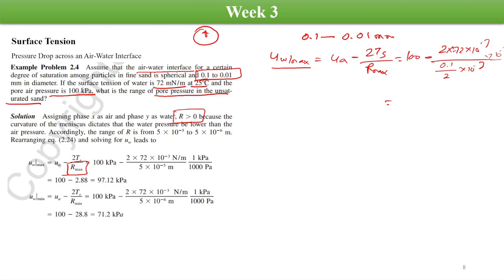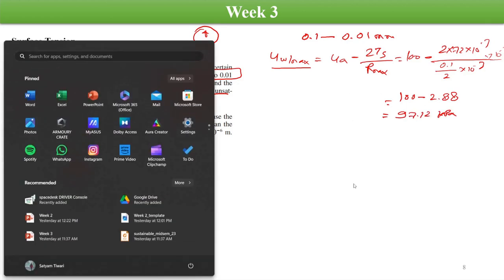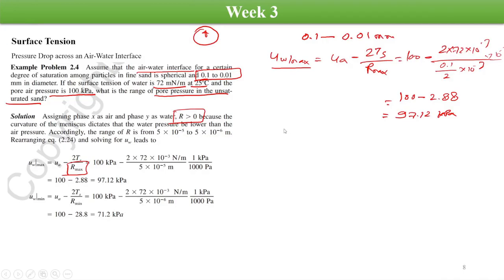Now if we solve this, to convert it to kPa that's going to give us 2 into 72 into 10 to the power minus 6, divided by 0.05 multiplied by 10 to the power minus 3. That's going to give you 2.88. So 100 minus 2.88 kPa will give you a value of 97.12 kPa. Fine, so here we have a value of 97.12 kPa for UW max.